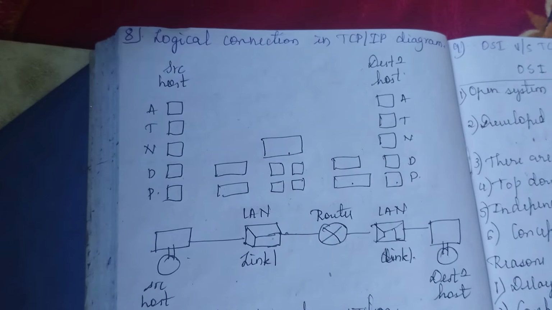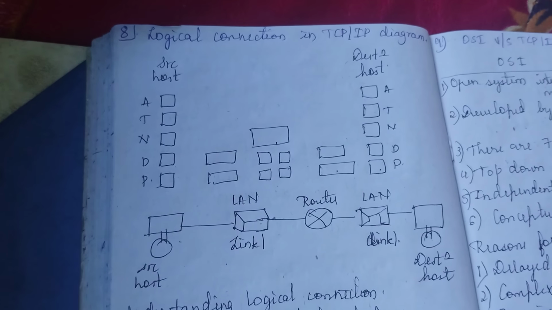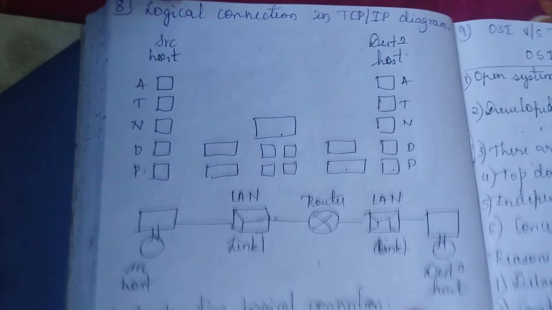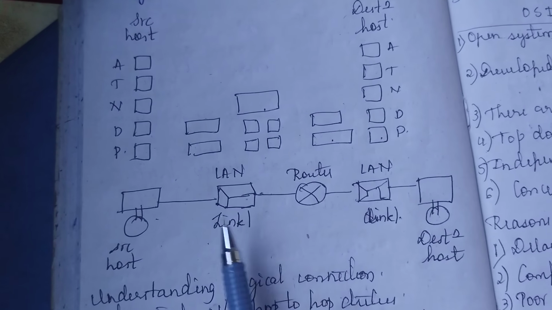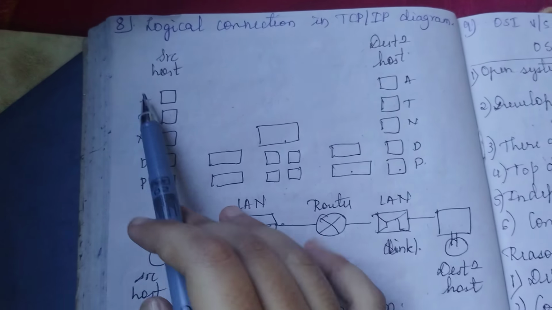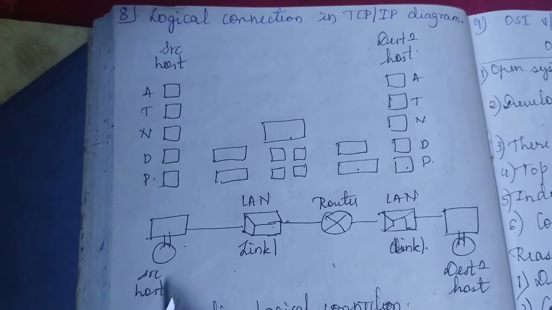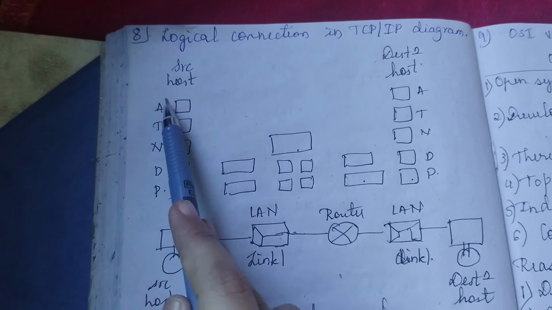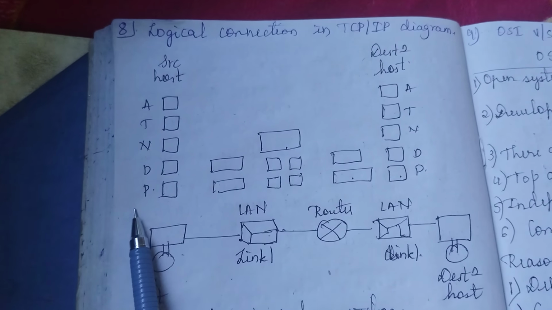Next is logical connection in TCP/IP. For this, remember that the source and destination will be there, and the LAN will be there, and in between that, the router. This is nothing but the layers from source to destination. At the source, these are the layers. I told you, right? Application, transport, network, data link and physical layer.